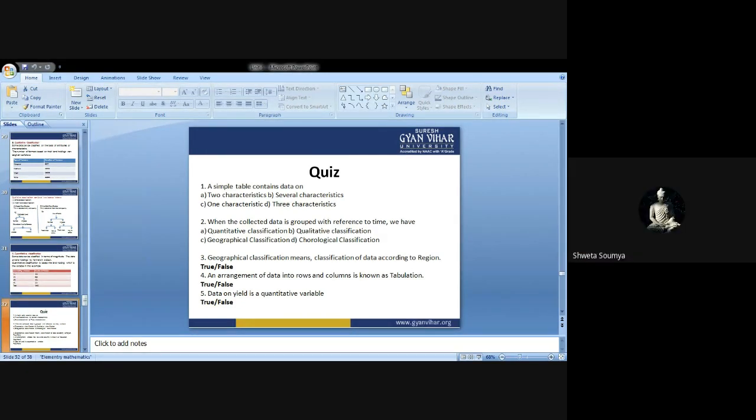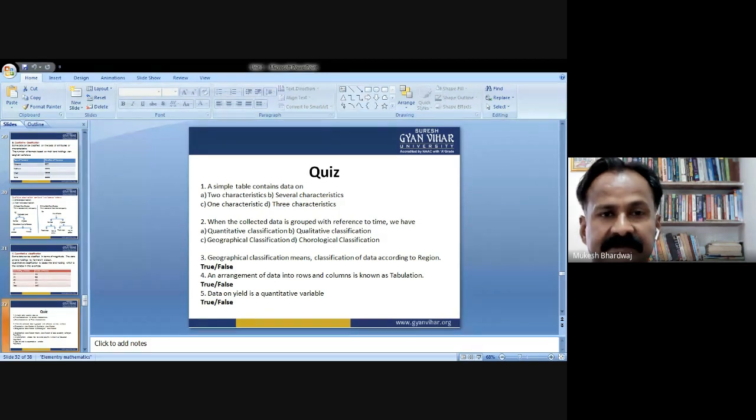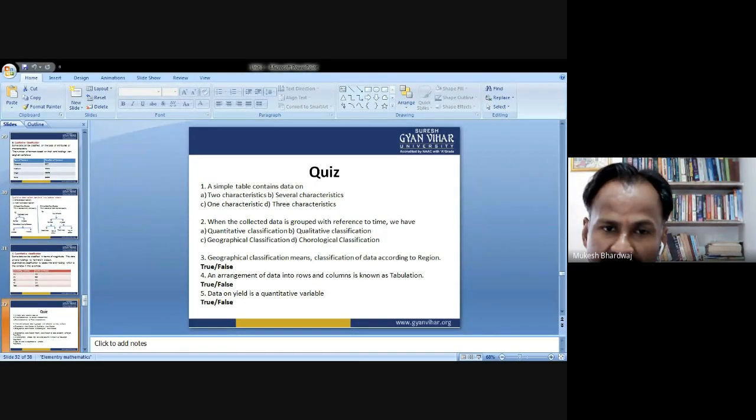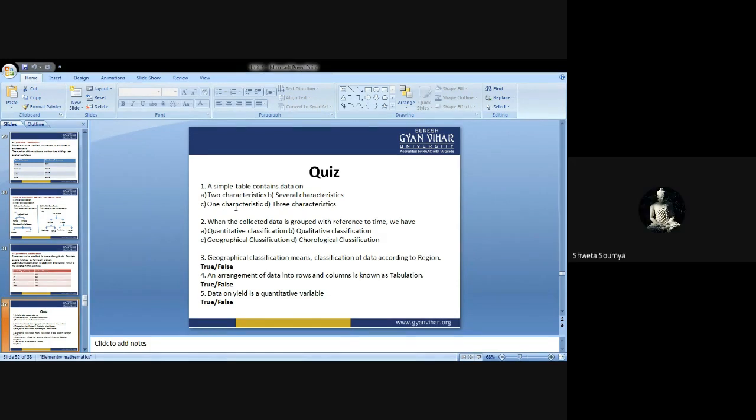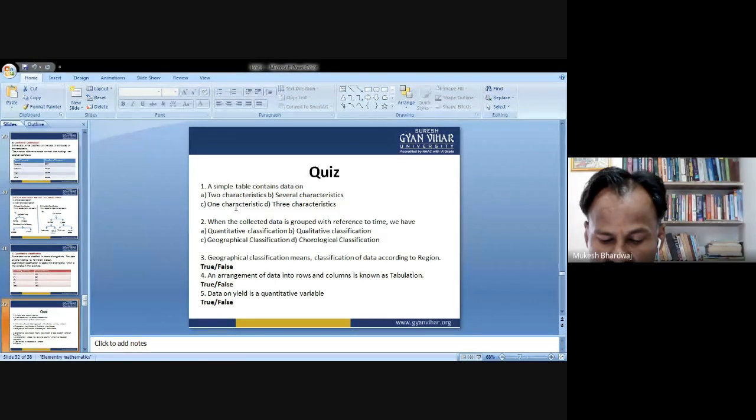What's the question? A simple table contains data on two characteristics, several characteristics, one characteristic, or three characteristics. Yes, Munna Kumar. Single characteristic. Right answer. Because we are talking about the simple table, and a simple table contains the data based on one characteristic. That is single characteristic.